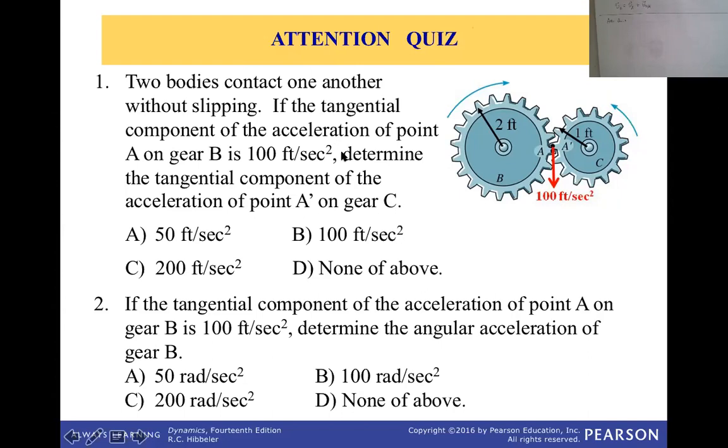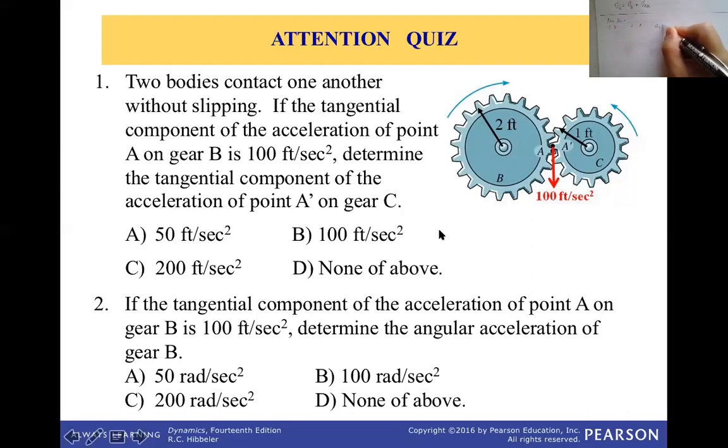Okay, so on the first one, if they're in contact, then they should have the same acceleration at the contact point. So the first one will be B, all right, and then the second one here, it's asking you, the tangential component of the acceleration of A is 100 on B, determine the angular acceleration of it. Okay, so the first one here is B, and the second one should be A.